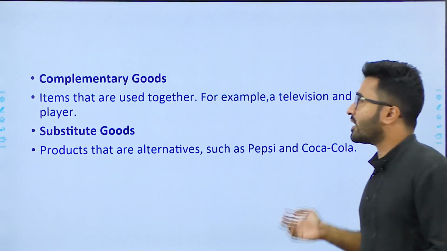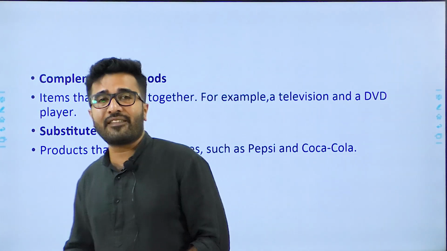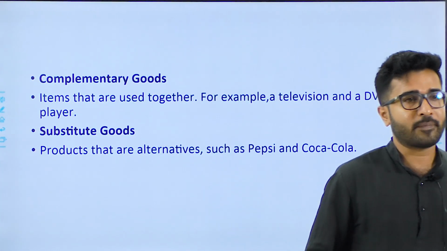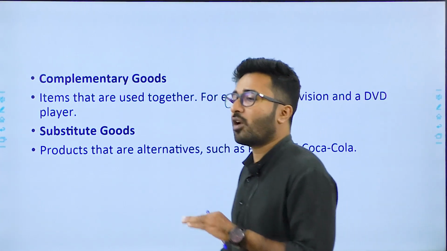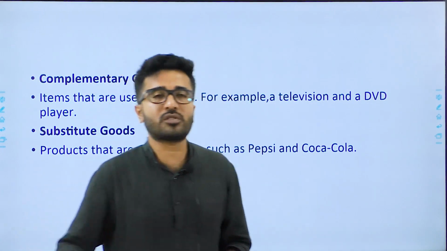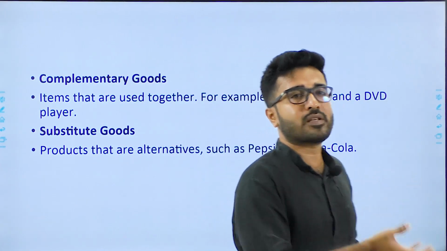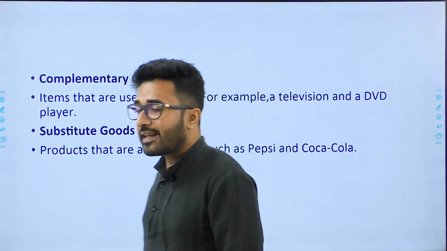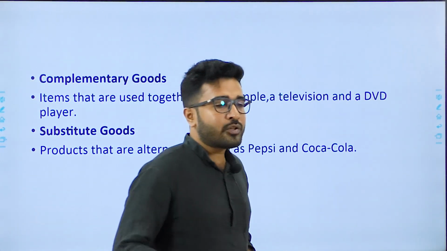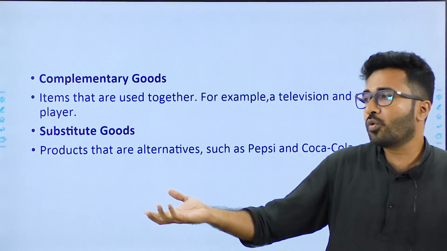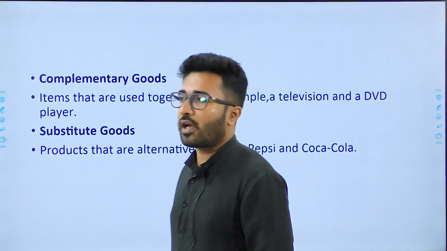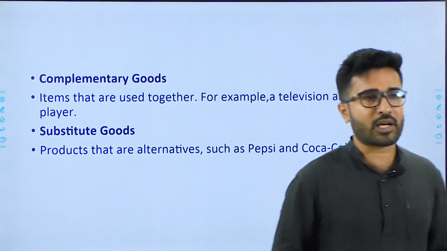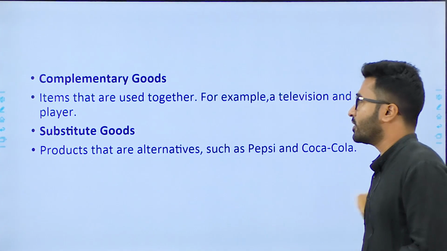Then complementary goods and substitute goods. For example, a DVD player. A DVD player has no use without a television. So some goods can be used along with some other good only. Such goods which cannot be used without the presence of another good are called complementary goods. And then the second category is substitute goods. You feel like drinking a soft drink. You go to a shop and ask for a cola. He tells you that he doesn't have cola but has Pepsi. You will buy Pepsi. So such goods are called substitute goods.